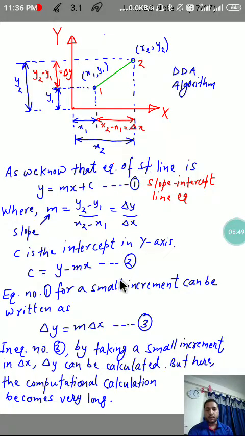Now for a very small increment in equation number 1, if we take a very small increment in, suppose, the x axis, we can easily calculate delta y.